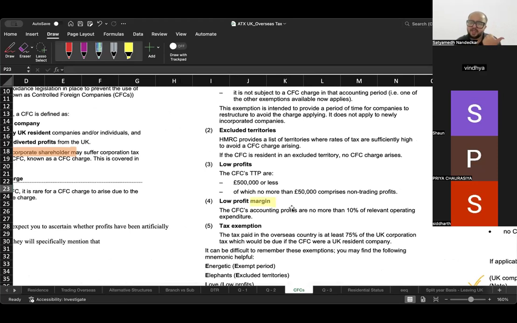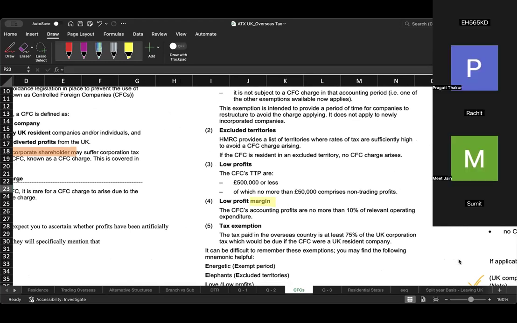The most commonly tested conditions in the paper are low profits, low profit margin, and tax exemption. One and two are not really tested as much in the exam.